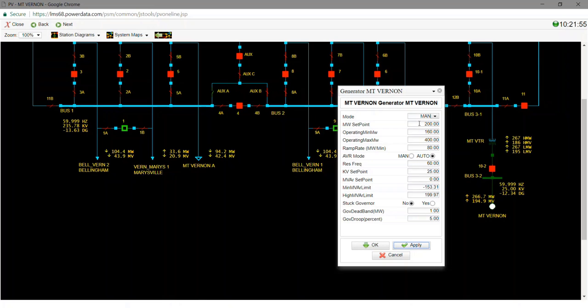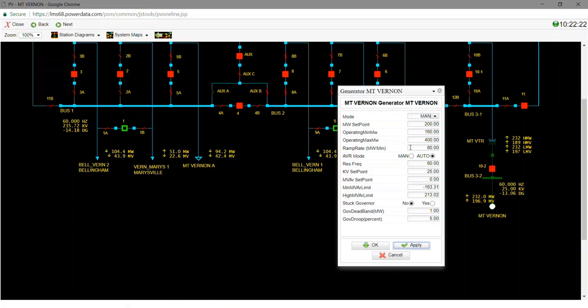Now what I need to be aware of is the operating minimum for this unit is 160. So as long as I give it a set point that's greater than 160 but less than 400, that's fine. So I'm going to hit apply. I'll see it initially shift back to its old values, and then I'll see now it's switched to manual and 200. And it has a ramp rate of 80 megawatts per minute, so it'll take it just under a minute to get there.